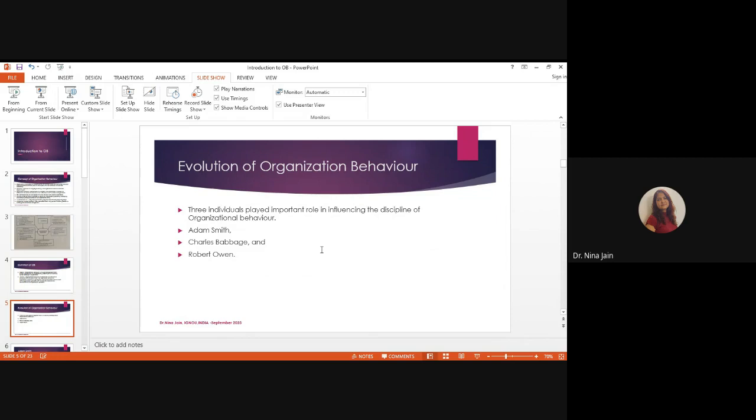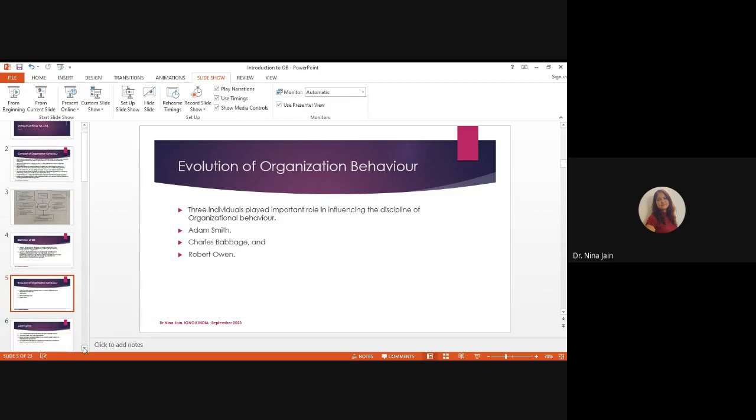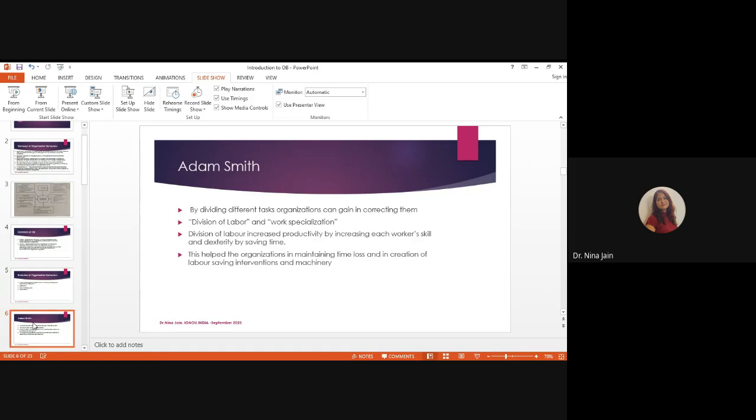So, before we actually study what the theories are and what all has changed in the last 200 years, first of all, I would like to tell you that there are three individuals who played an important role in influencing the discipline of organizational behavior. First is Adam Smith, second is Charles Babbage, and third is Robert Owen. What did Adam Smith do? Let us see. Adam Smith helped us in defining two things: division of labor and work specializations.